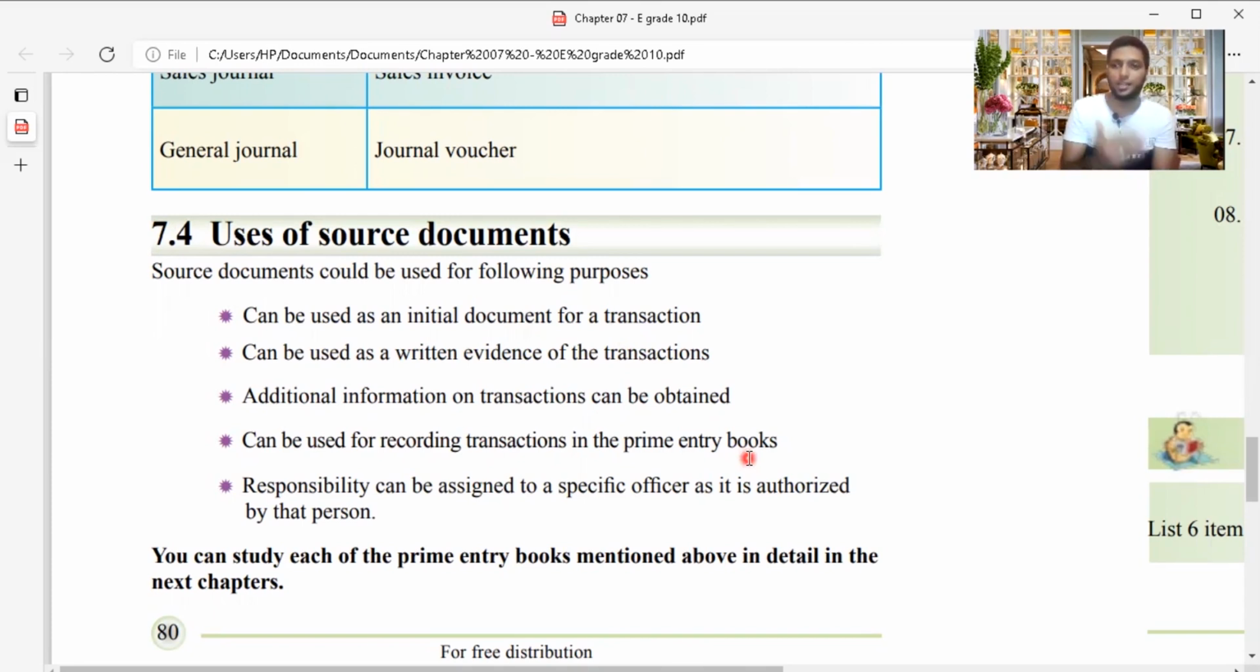So you can understand who made the mistake. You can specifically go to that person and ask questions, if they have made a mistake and why they did it. This can be sorted when it comes to uses of source documents. So I hope you guys understood this basic stuff. This is not that important, guys. Just remember these points. That's enough for your exams.